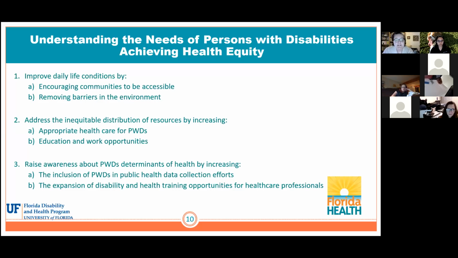And finally, they recommend raising awareness about the determinants of health for people with disabilities by increasing the inclusion of people with disabilities in public health data collection efforts, as well as the expansion of disability and health training opportunities for healthcare professionals. It's really pretty stunning how little exposure med school students actually get to disability-related issues. There's virtually none, and this exemplifies larger social forces that increase the likelihood of negative outcomes for people with disabilities.